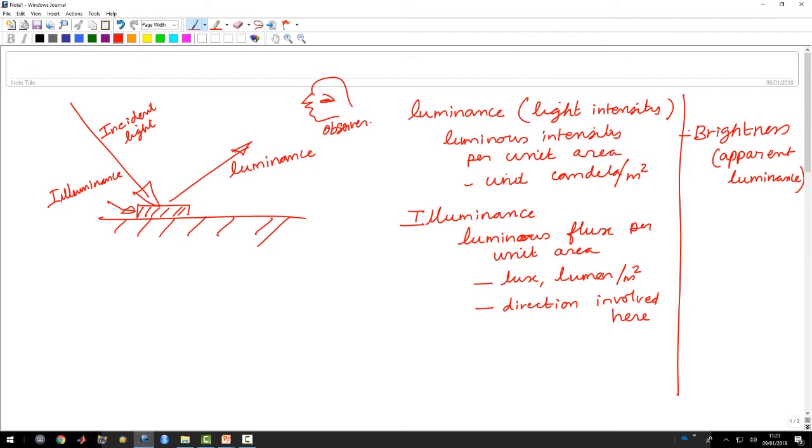There is also another term to capture the psychological dimensions of the light when it is reflected off the surface, called the lightness. This also you will come across, lightness. This is called the apparent reflectance.